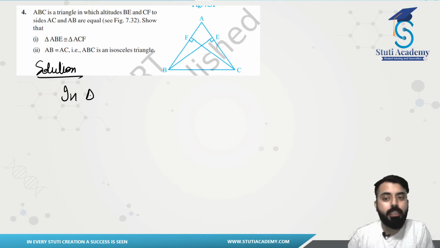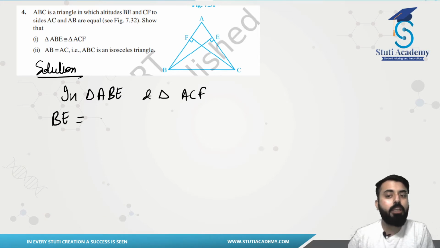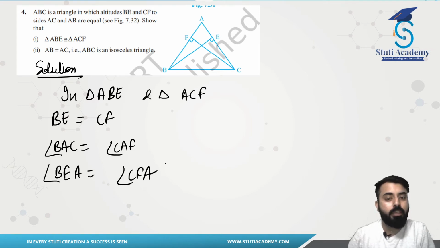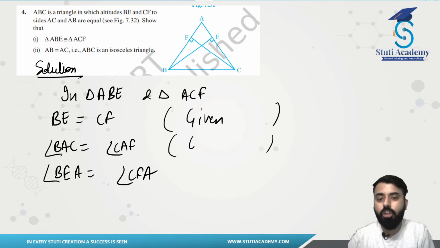So in triangle ABE and triangle ACF, I can see BE is equal to CF. Okay, I can see angle BAC is equal to angle CAF. I'm going to write the reasons, just give me a second. And I can see angle BEA is equal to angle CFA. Now you guys see, this is already given. This is common. You guys see angle A is common to both triangles, and this is 90 each, right? Both of them are 90.